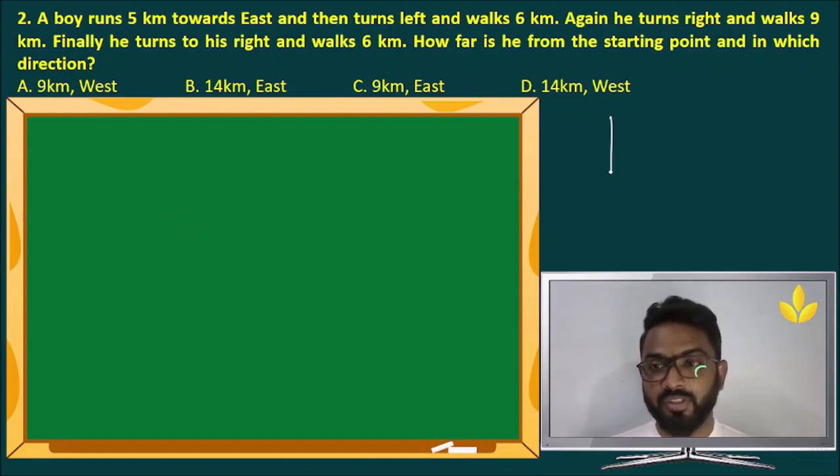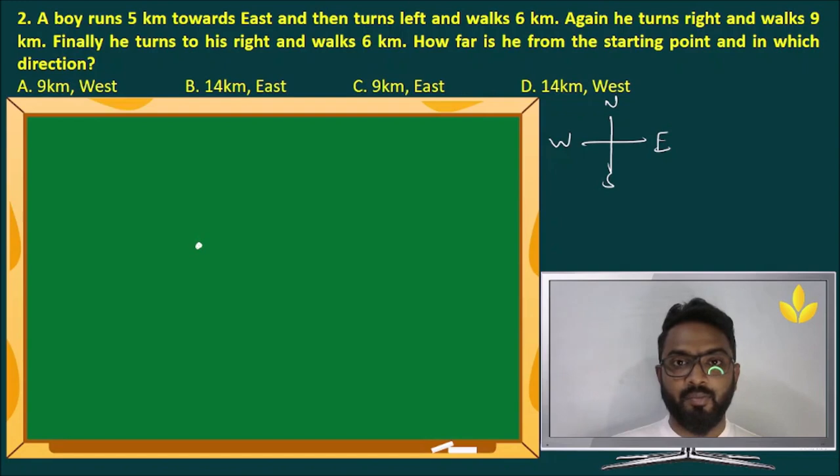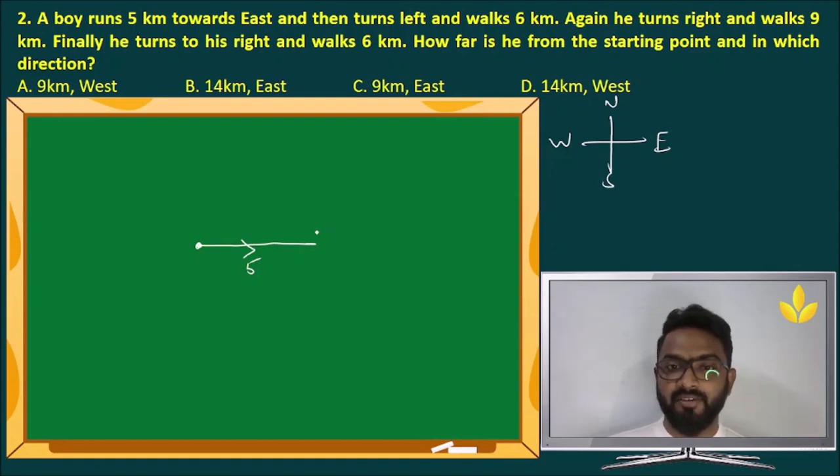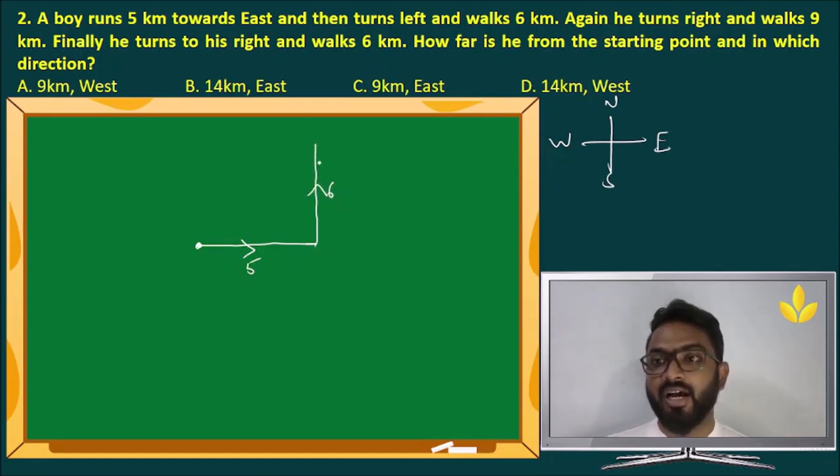Now, we all know which side is east. We have north, south, east and west. Boy runs 5 kilometers towards east. Done. Then he turns left. If he's facing east, then his left is north side. He faces left and goes 6 kilometers. Again, he turns right and walks for 9. Right is this side, walks for 9.